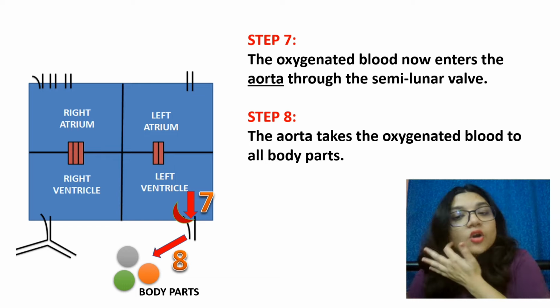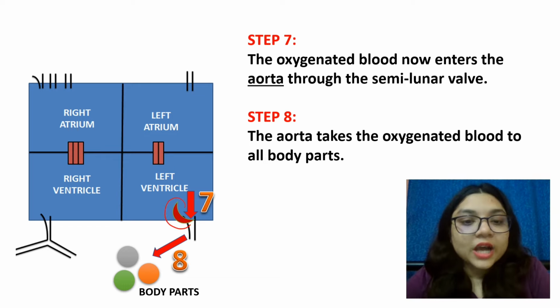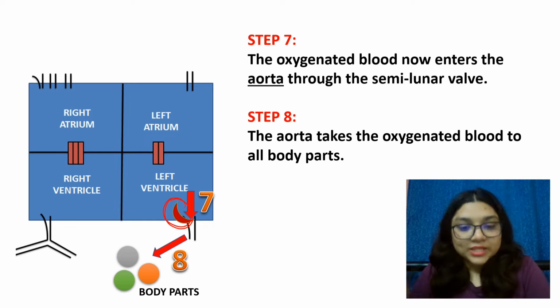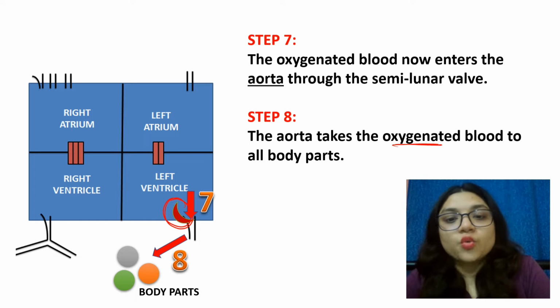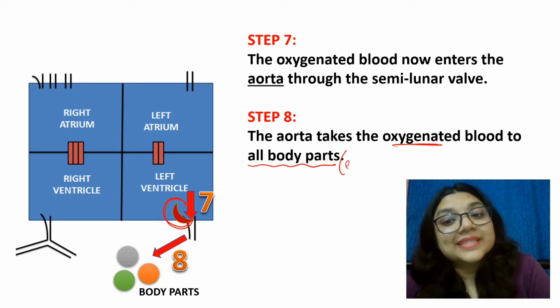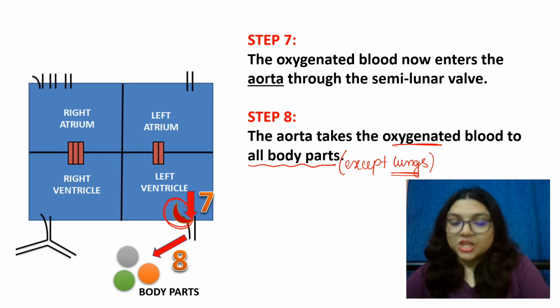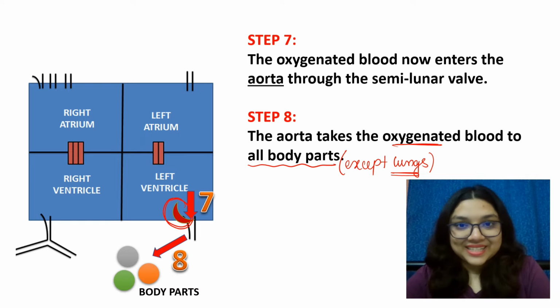Step 7. The oxygenated blood now enters the aorta, crossing through the other semilunar half moon shaped valve that's present. And once it's in the aorta, it takes this oxygenated blood to all body parts except lungs. Lungs have already received the deoxygenated blood. So it will take the oxygenated blood to all other body parts.